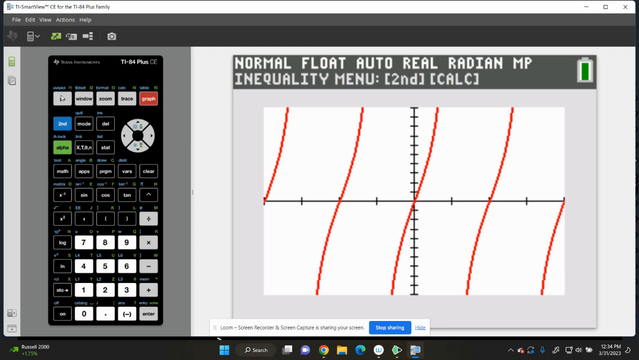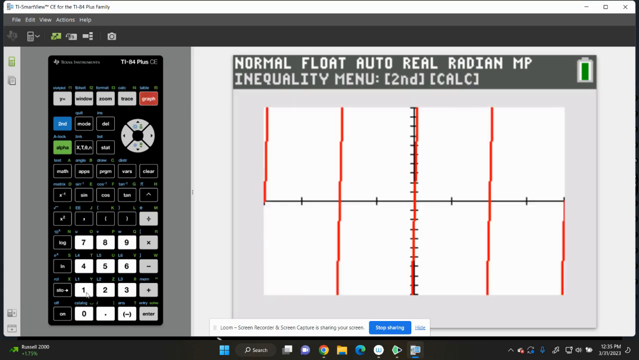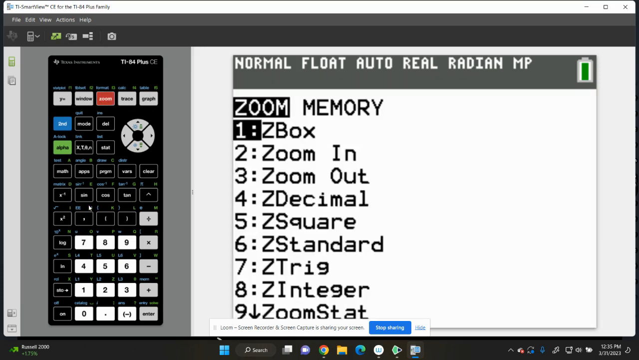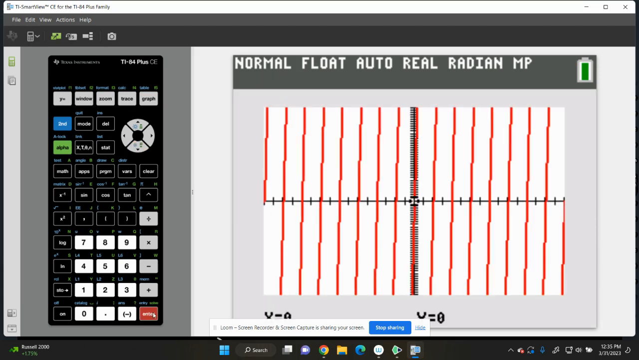So let me see. I'm not sure if I can accomplish it on this calculator or not. Let's try. I'm going to do like 90. How about that? That's really significant, right? So that's a pretty significant stretch. It almost looks like just straight lines, right? I haven't tried this, but in theory, if I zoom out enough, I should start to see some of the curve.